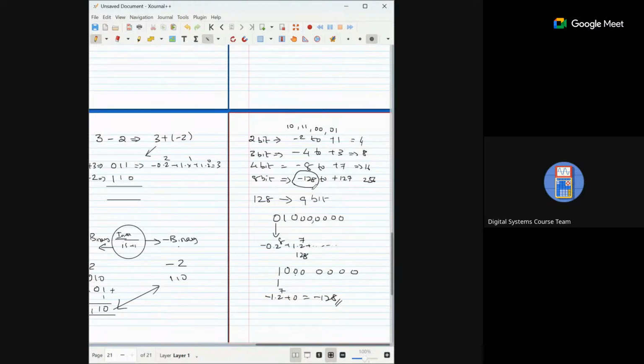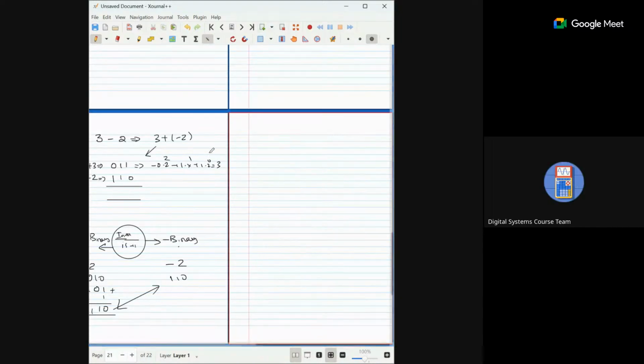But if you're willing to represent in 8 bits, please remember, if you do this kind of 2's complement operation, you must be aware of the range of numbers. Because we already said that 1 bit is used for the sign bit and the remaining bits are used for data bits.